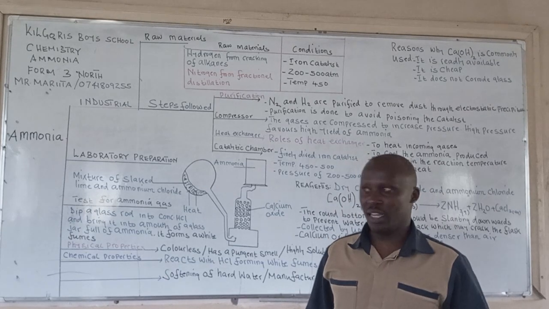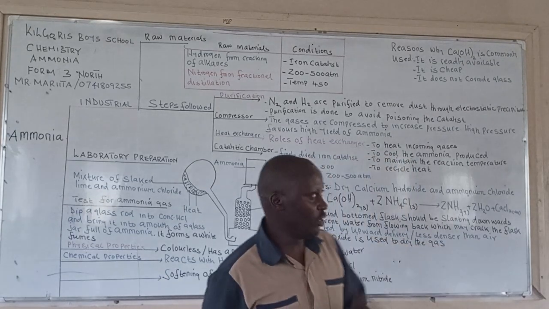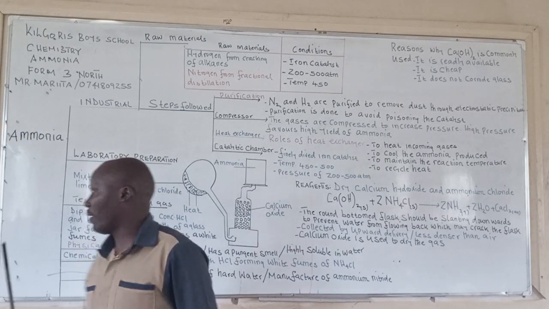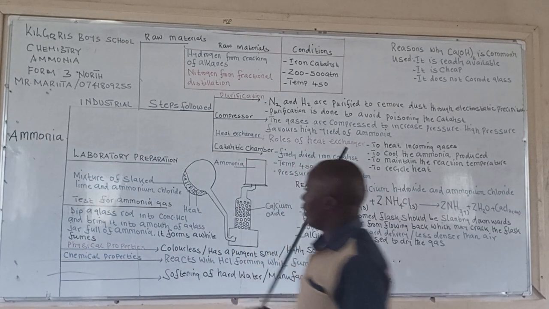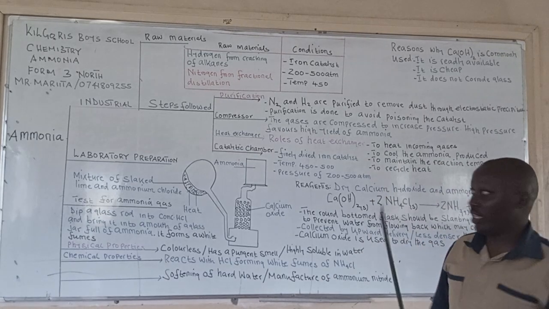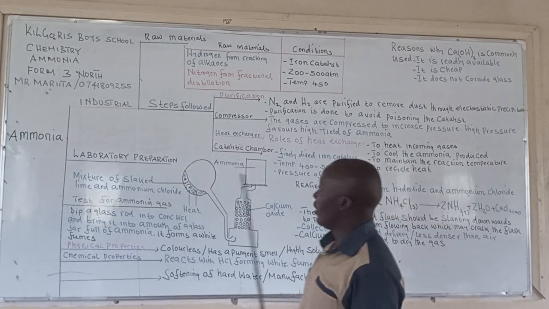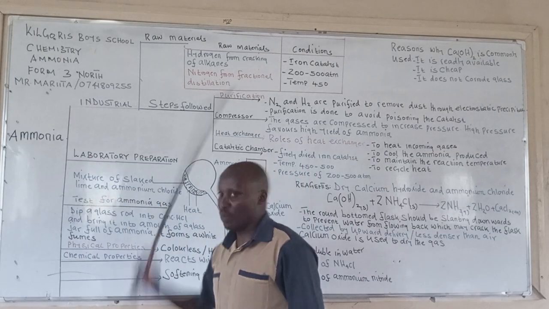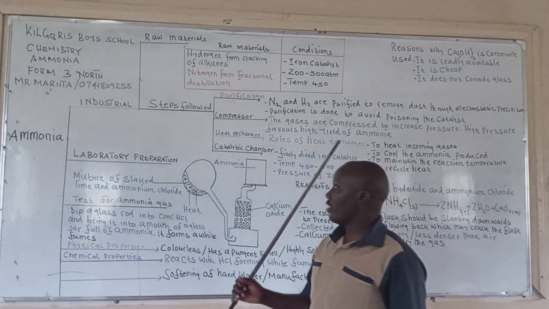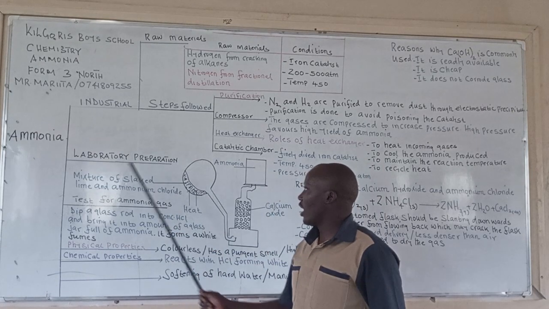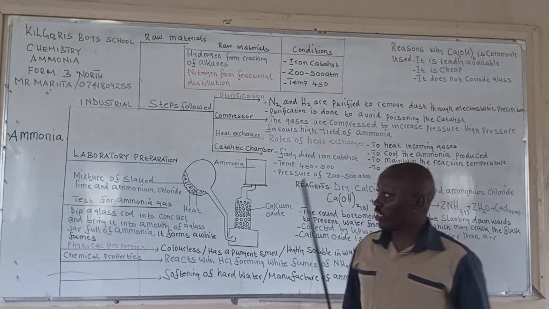In my last video, I summarized a whole summary of nitrogen and its oxides. And today we are looking at the preparation of ammonia. So our topic today is ammonia. In ammonia we have two preparations: the industrial preparation and the laboratory preparation.